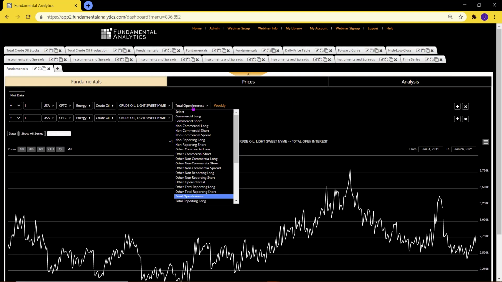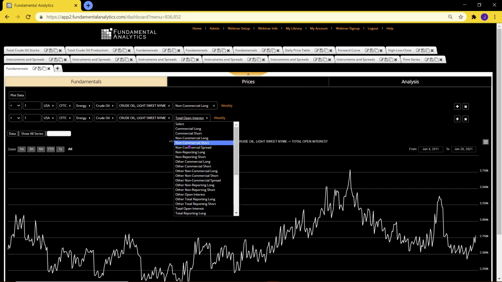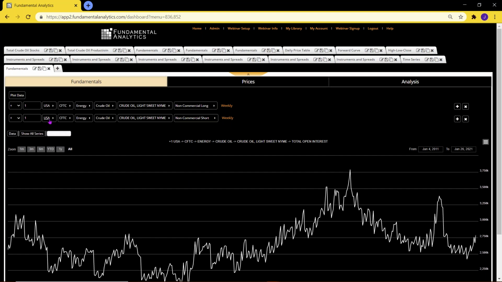And instead of total open interest, I like to look at non-commercial longs. That's the hedge funds and their long position. And I go here and do the hedge funds and their short position, and take the difference between the two by subtracting the first from the second. So, excuse me, the second from the first. So it's the net position of the funds, longs minus shorts, by taking this subtraction.